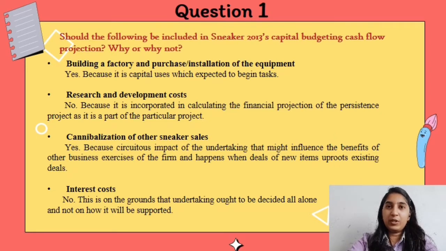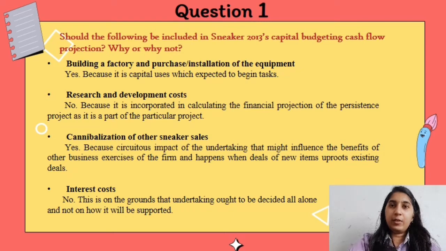Today I will present question 1, which is: should the following be included in Sneaker 2013 capital budgeting cash flow projection? Why or why not? For building a factory and purchase or installing of the equipment, it will be yes, because they are capital uses which are expected to begin tasks consequently. They should be remembered for the Sneakers 2013 capital planning income projection.